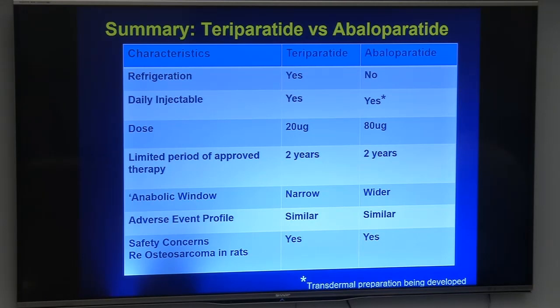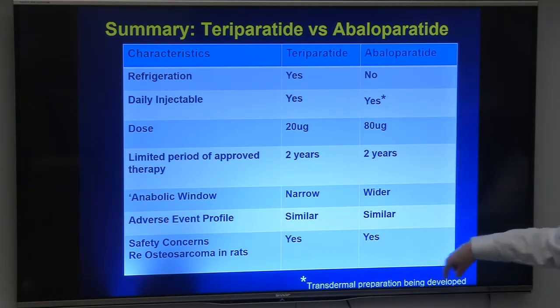The instructions, though, with abaloparatide are that you should keep it refrigerated until you start using it. Seems strange. So once you start using abaloparatide, you don't have to put it back in the fridge. So the question is, well, why do you have to keep it in the fridge anyway? And the answer is pretty obvious. They don't know how long the drug is stable at room temperature. So until you start using it, keep it cold. And then once you start using it, you're going to use it up in 30 days. That's why it can be kept at room temperature for 30 days.